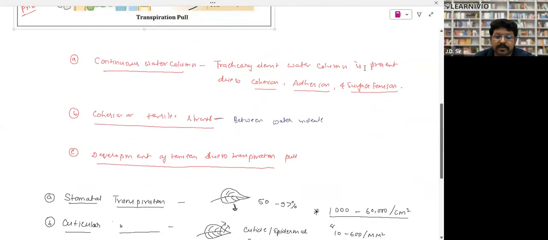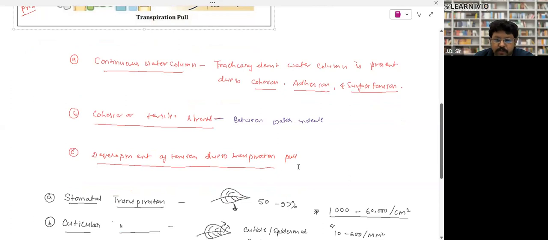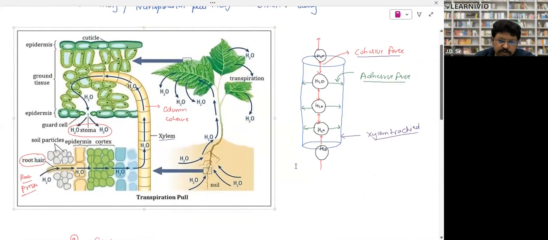Now, there are three stages to explain this transpiration pull theory. Continuous water column, right? The water column is present in the tracheary element due to cohesion, adhesion, and surface tension. Then cohesive tensile strength between water molecules, and development of tension due to the pull of transpiration, right? So these are the three headings. First, tell me if this concept is completely clear. Did you get the cohesion and tension force? If you get it, it's okay.